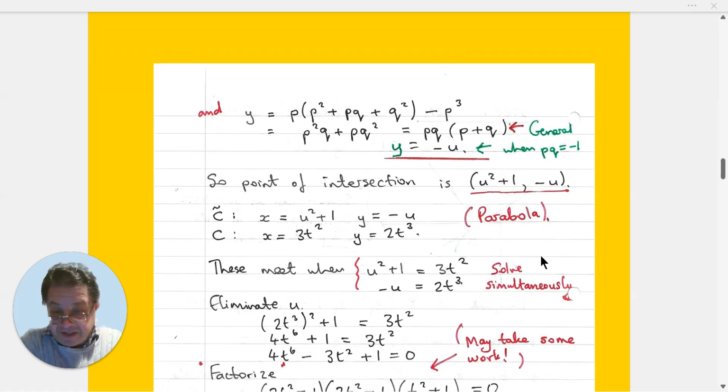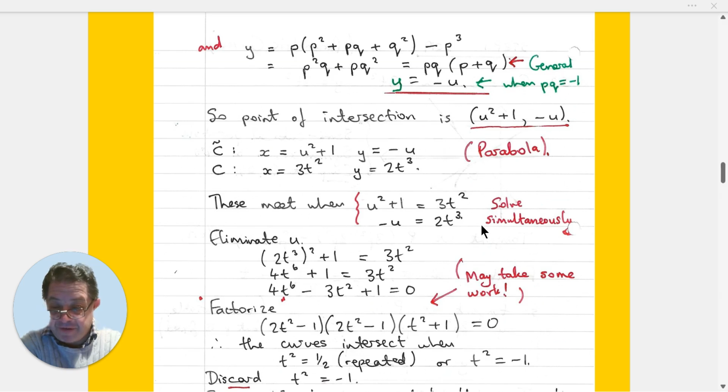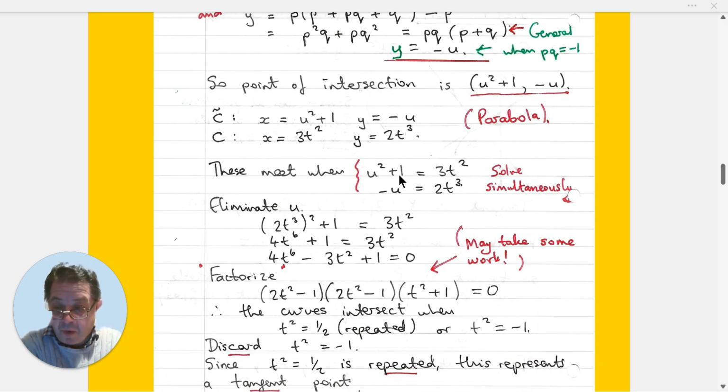Now, it says in the question, we've got two curves. The original one is C, and C tilde, that is with the wiggle over it, is x equals u squared plus 1, y equals minus u. You will recognise that, I hope, as a parabola on its side. And we want to find where these two curves meet. So we're going to solve simultaneously the parametric forms. U squared plus 1 equals 3t squared, and minus u equals 2t cubed.